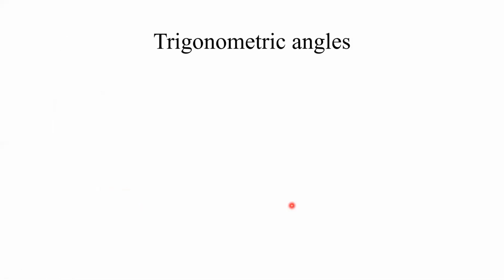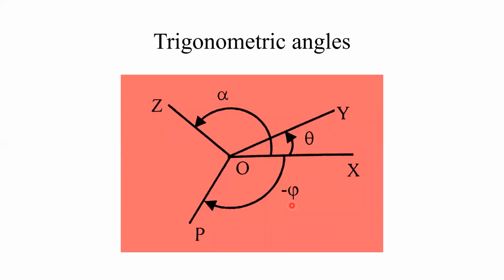Dear cadets, first of all, what are trigonometric angles? See this figure. Geometric angles and trigonometric angles are different types. Geometric angles are formed by the intersection of two straight lines at a point. So, a geometric angle is restricted to lie between 0 degree and 360 degree. In trigonometry, an angle is formed in a different way. It is formed by the revolution of a ray about its endpoint in a plane.